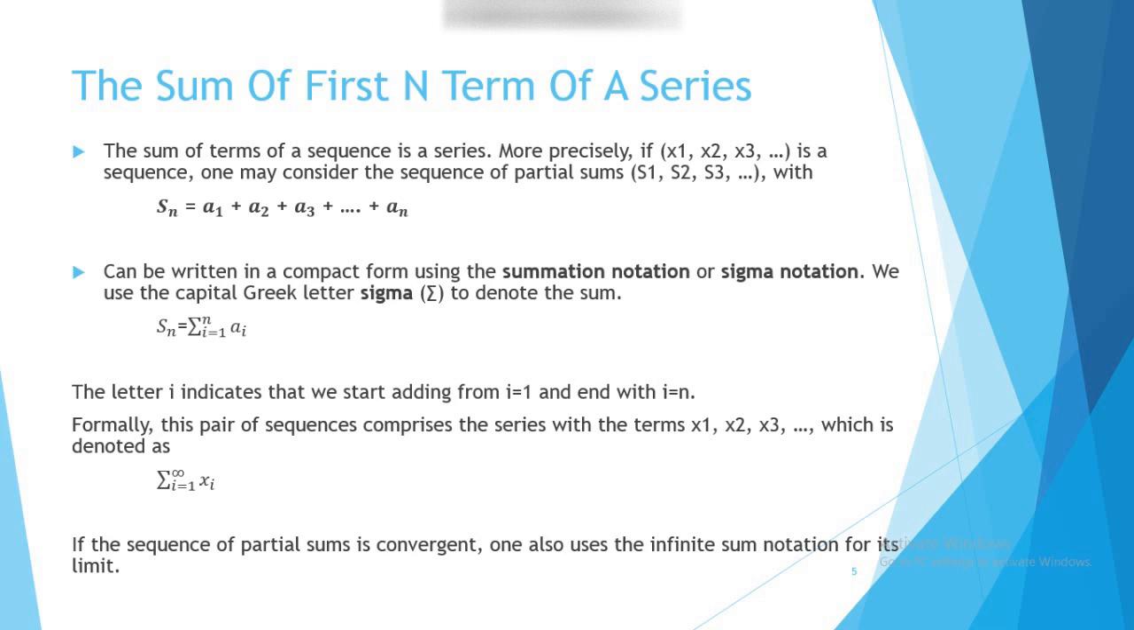This can be written in a compact form using summation notation or sigma notation. We use the capital Greek letter sigma to denote the sum. So Sn equals the sum of ai, where i goes from 1 to n. The letter i indicates that we start adding from i equals 1 and end with i equals n. Formally, this pair of sequences comprises the series with the terms x1, x2, x3, which is denoted as sigma of xi, where i goes from 1 to infinity.